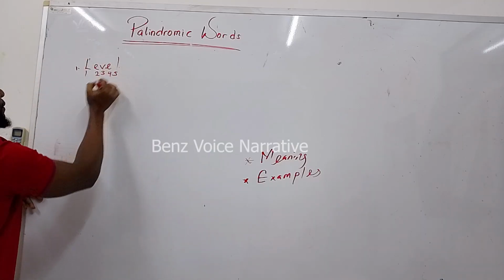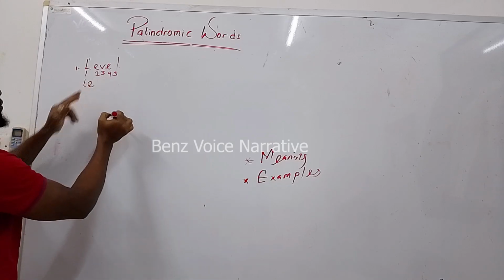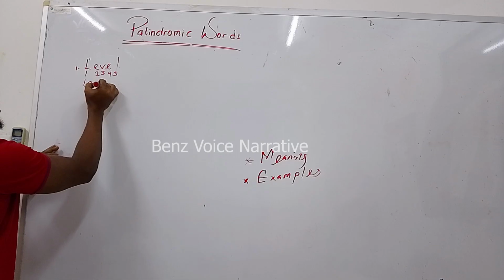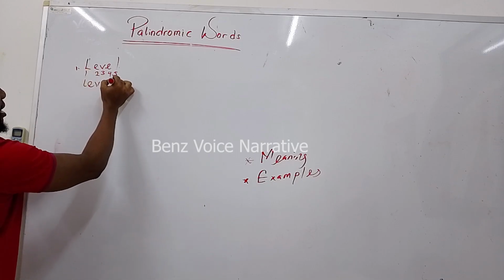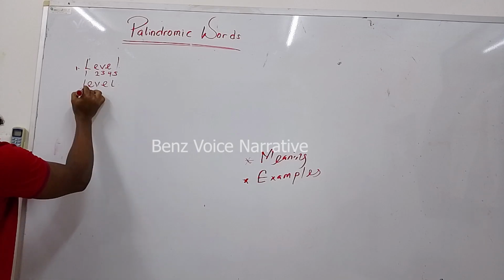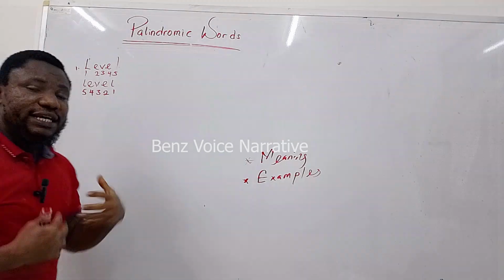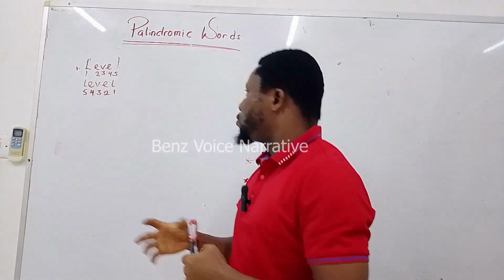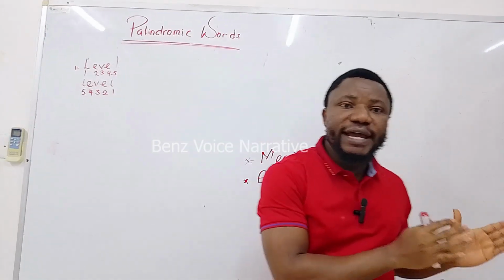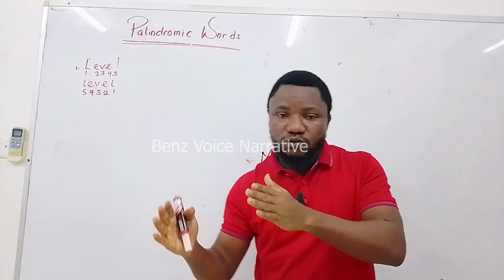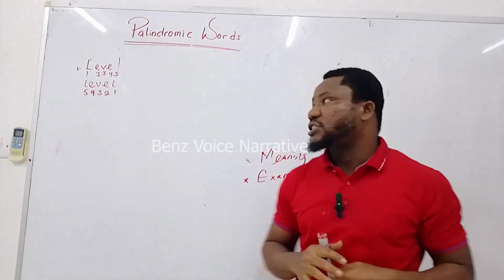So let's go. The 5 is L. The 4 is E. The 3 is V. The 2 is E. The 1 is L. So you have 5, 4, 3, 2, 1. So level is an example of a palindromic word. Remember, palindromic words read the same forward as they read backward. The same word, when read backward and when read forward, reads the same thing.